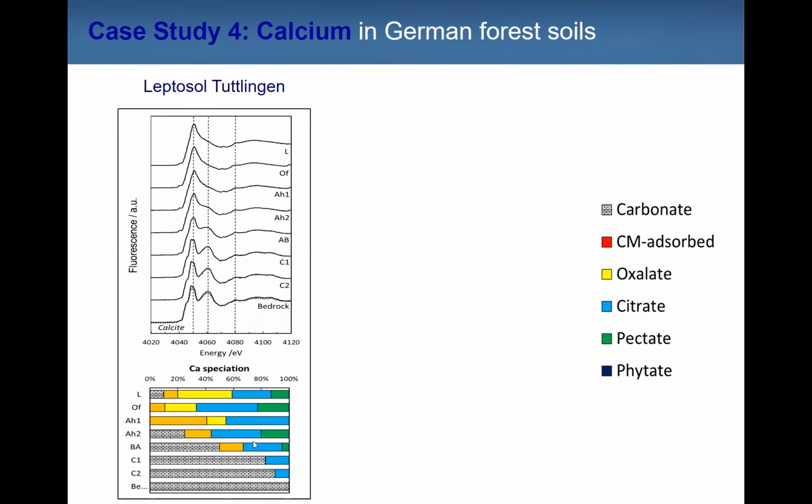And I wouldn't bet too much on this discrimination here. I've just printed it and it was accepted by the reviewers, but I wouldn't bet too much if it's really 90%, 10% pectate or 15 or so. But you see, there's calcium oxalate and non-oxalate in the topsoil.